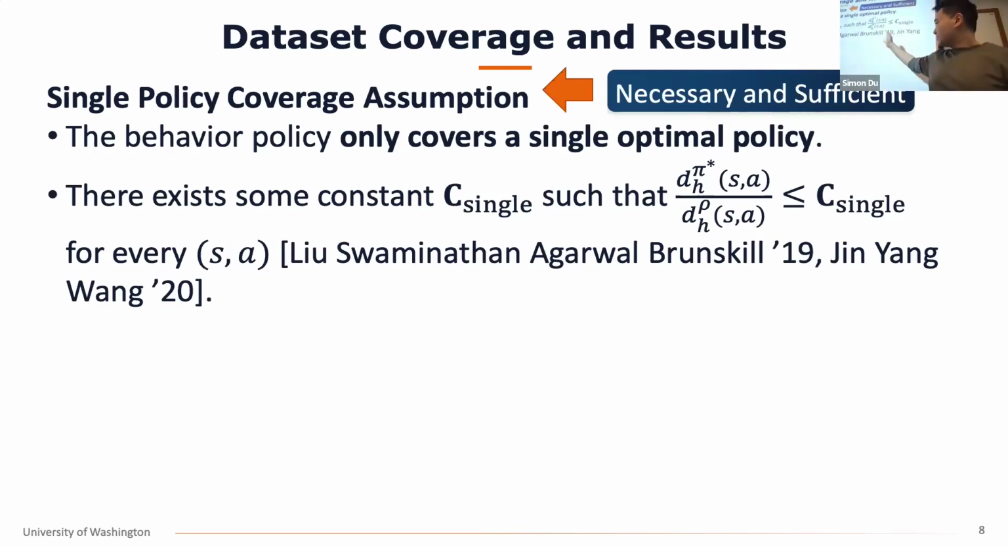This assumption was formally studied back in 2019, and you can see here, suppose rho equals pi star, then C single equals 1. So this constant can be much smaller than the C uniform in the best case.